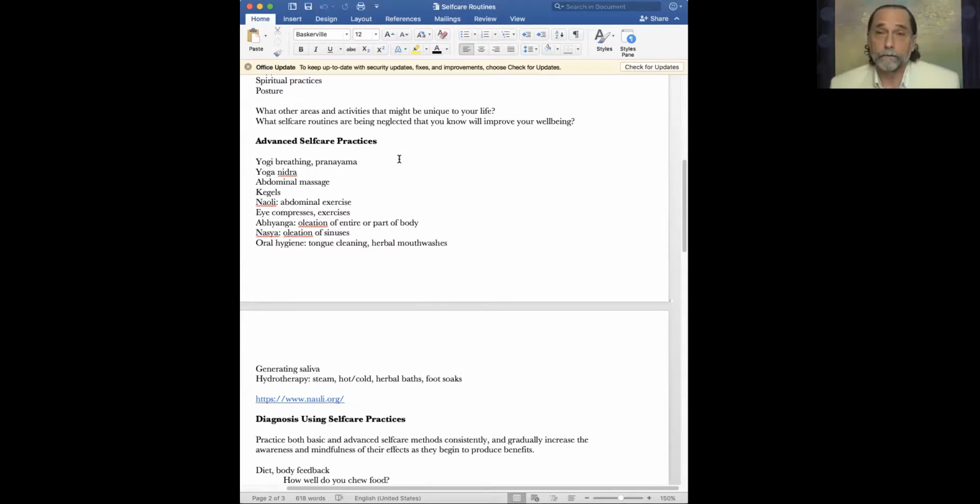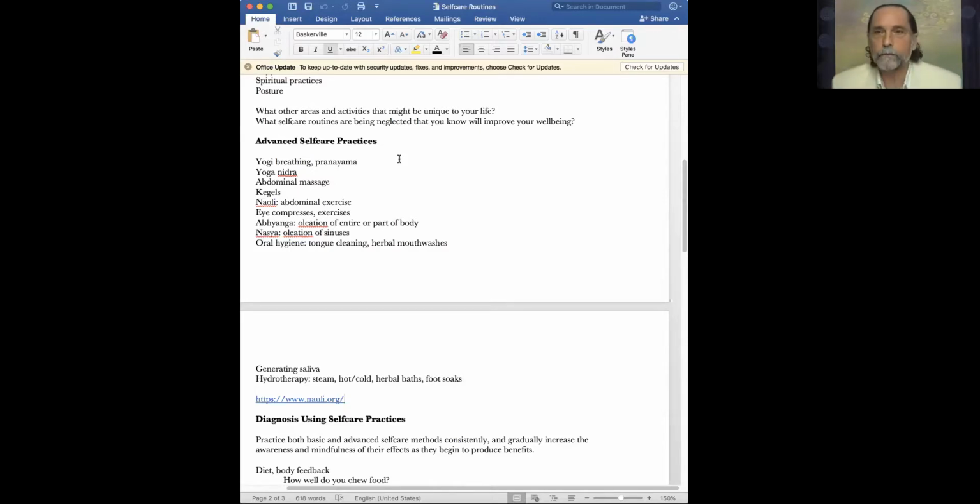This is something that's a revelation for a lot of people, that they don't have enough saliva, especially if they're on medications. And that's the cause of their digestive problems. And if you can just sit down and consciously generate saliva several times a day, you're going to increase your digestive power. And then hydrotherapy of all these different types.